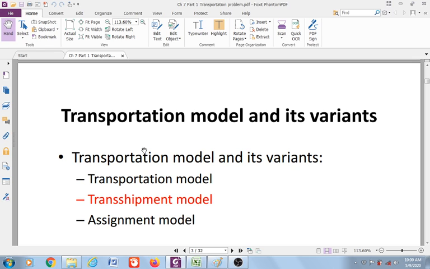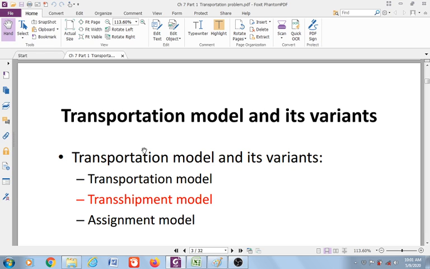So I repeat, the transportation model and its variants are special cases of linear programming problems. We can solve them by using the simplex method, but we will not apply the simplex method directly to solve the problem. We will apply special algorithms which are designed to solve them, and those special algorithms are more efficient compared to the regular simplex method.